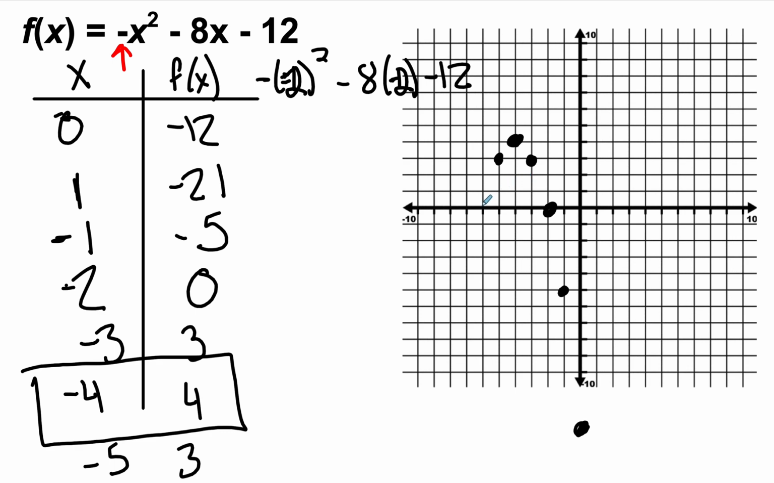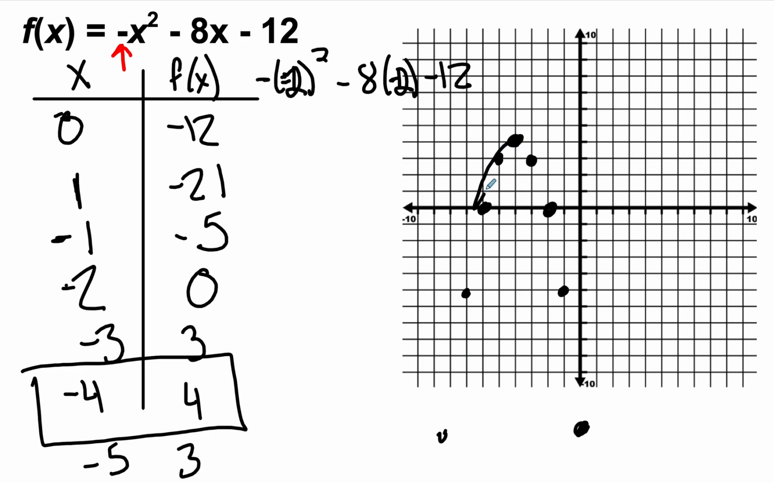So see our patterns? What is negative 6 going to be? It's going to be 0. And I know that because what I would get is negative 36, plus 48. Negative 36 and 48 is 12. Minus 12 is 0. So I should also get this, and I should get this right here.